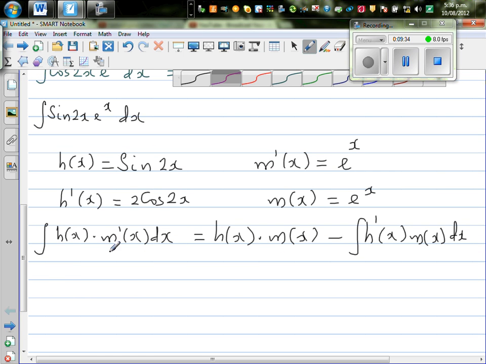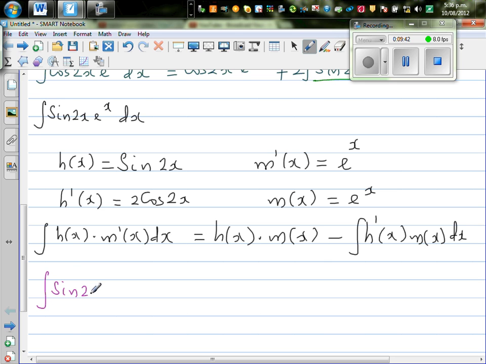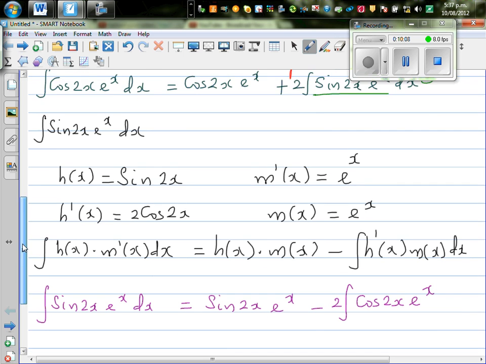So let us substitute the value. This is the integration of, this is the question here. I hope you can see. This is sine 2x e to the power x dx is equal to h of x. What is h of x? Which is sine 2x times m of x, which is e to the power x, minus the integration of, I'm putting the 2 out, so this is 2 cos 2x, m of x, which is e to the power x.